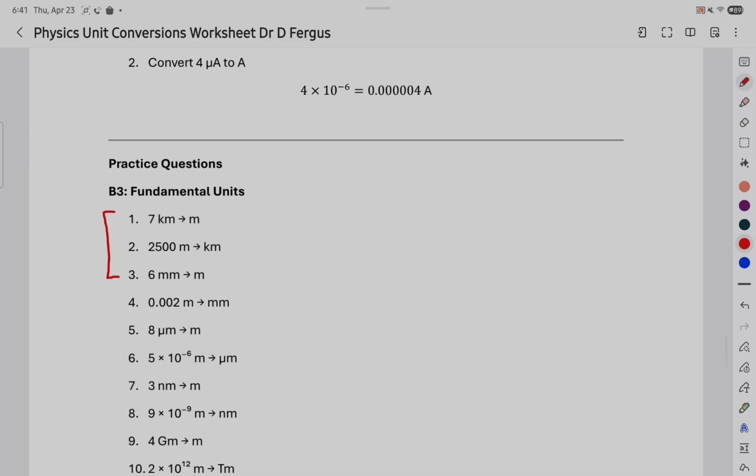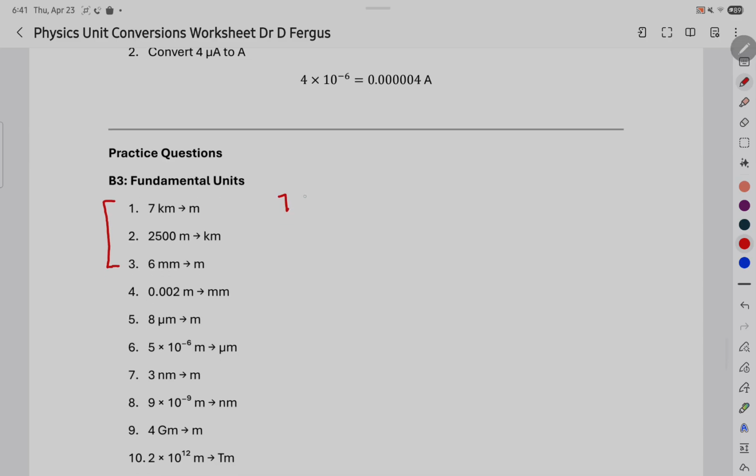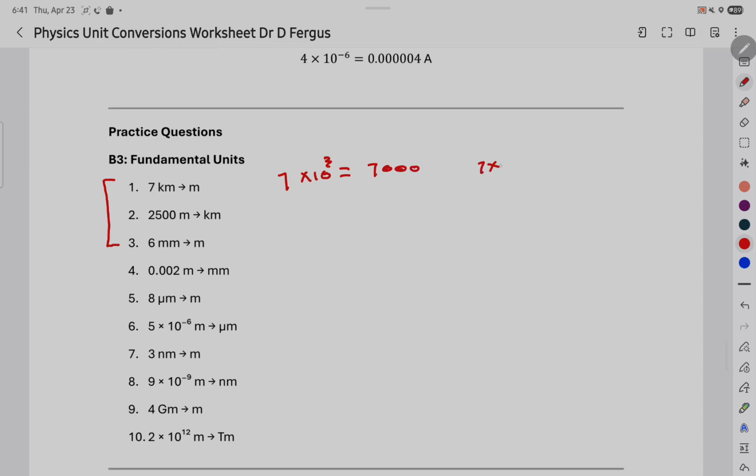Now, if we look at number 1, we have 7 kilometers to meters. Kilo is 10 to the 3. We're moving from a larger unit to a smaller unit, so we can just put this into the calculator, which would give us 7,000. Or you can just say 7 by 1,000, and this would also give you 7,000.